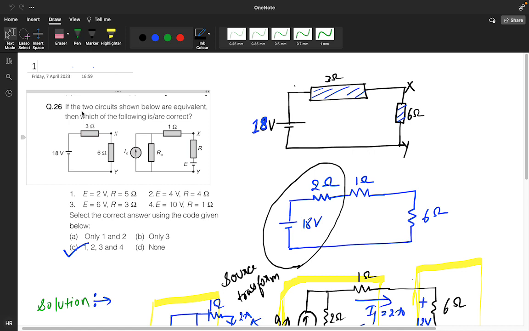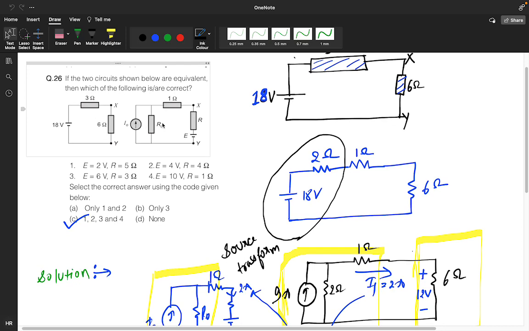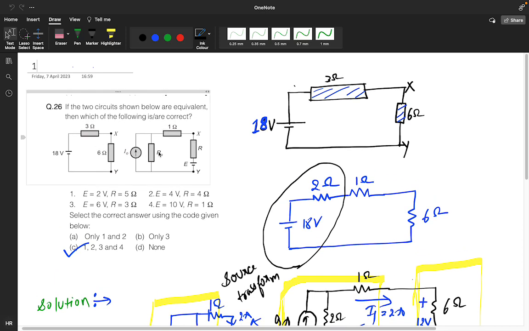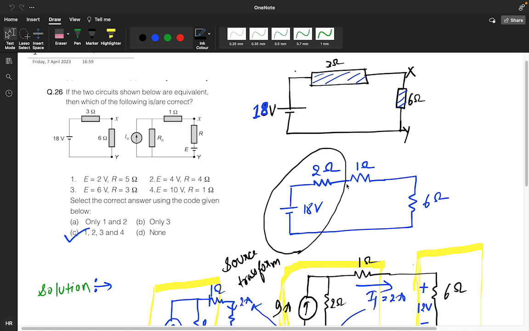See, the first question is: if the two circuits shown below are equivalent, then which of the following is/are correct? You need to convert this circuit into this form. You have 18 volt, 3 ohm, 6 ohm. There is a 1 ohm, so I break this 3 ohm into 2 ohm plus 1 ohm. This lecture video will be uploaded on YouTube, so you can pause it and check how I did it. I'm just giving you a short idea. So 2 ohm and 1 ohm, and this is 6 ohm.